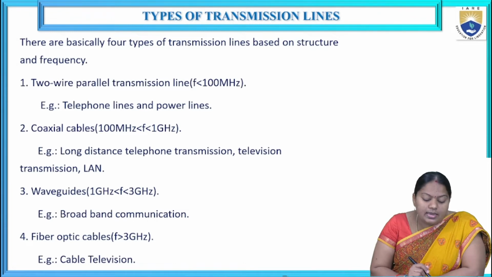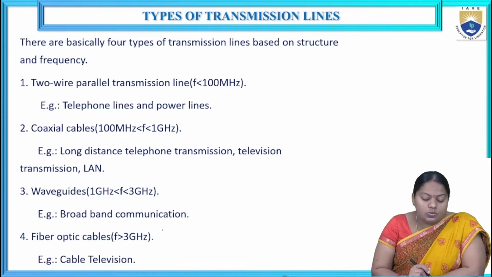So in coaxial cables, the frequency range is up to, we can transmit signals from 100 megahertz to 1 gigahertz. If you want to send a signal of more than 1 gigahertz, it is not possible in coaxial cables. Then we go for the next guided conducting structures called waveguides.